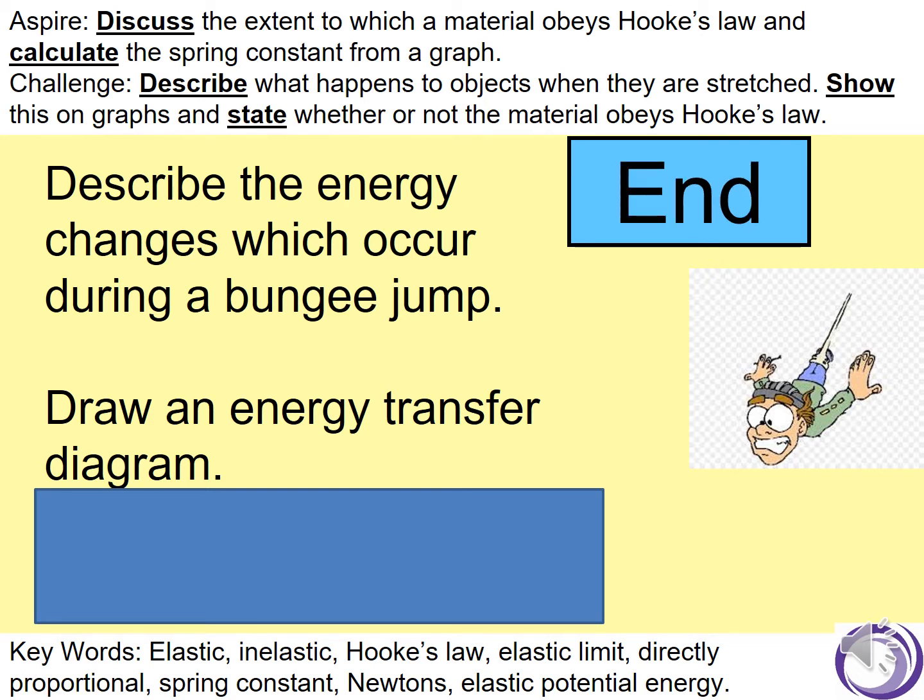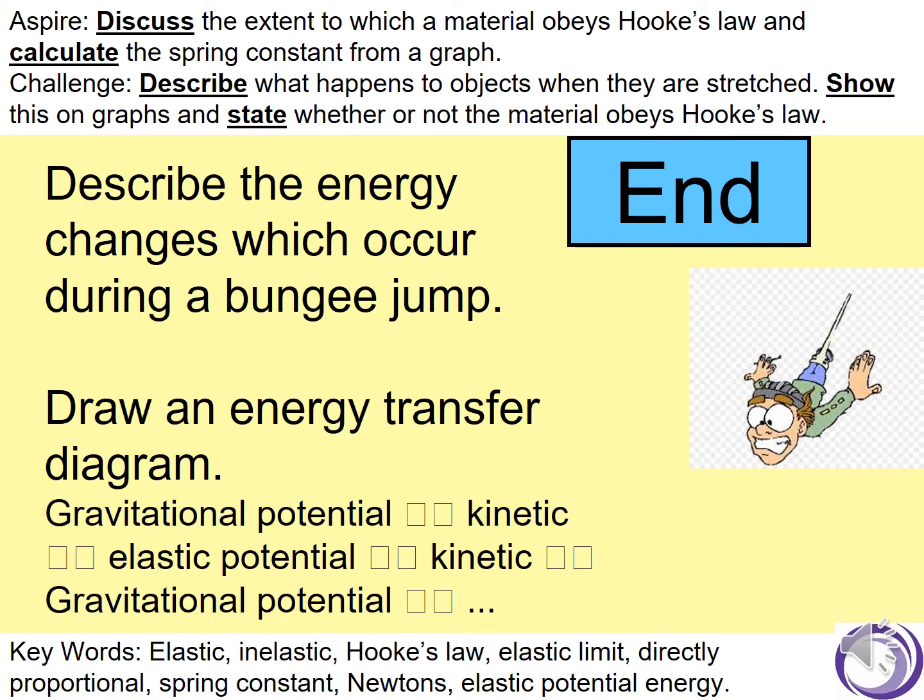Okay, now each of the boxes under here represent an arrow. Let me say that quickly to you now. So gravitational energy at the start from the person stood on the tower, and then an arrow moving to kinetic energy, which is energy due to movement.